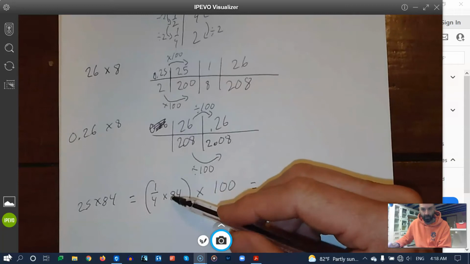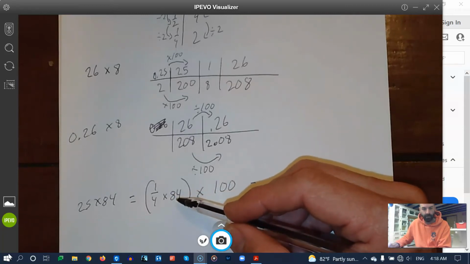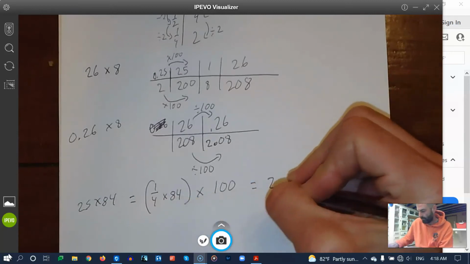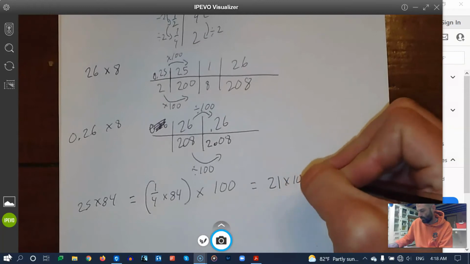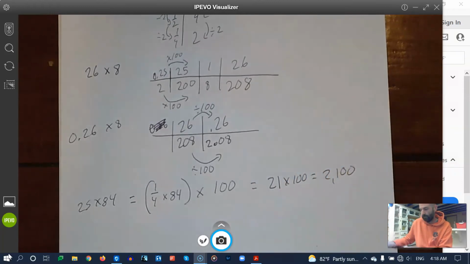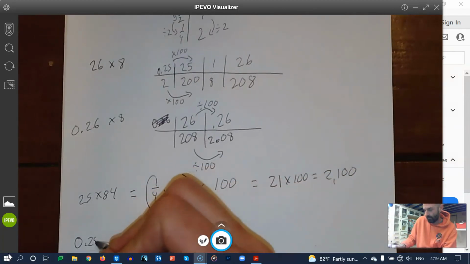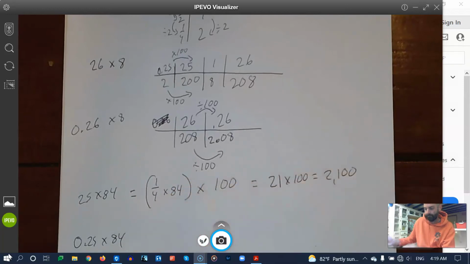So 1/4 of 84. If I do halves twice to get 22, and then what? No, that's not right. Half of 84 is 42. Half of 42 is 21. So that's 21 times 100, or 2,100. All right. The next problem is 25 hundredths times 84.